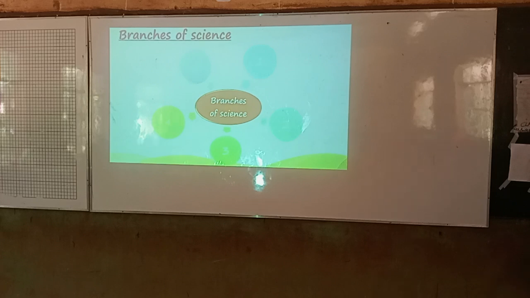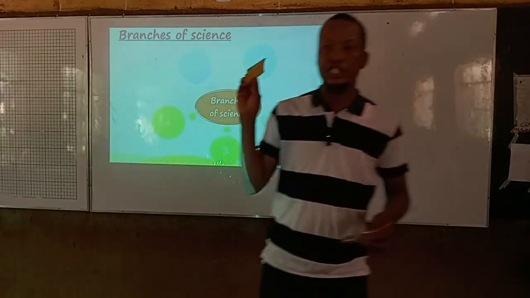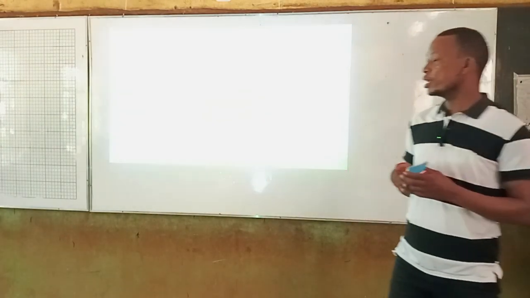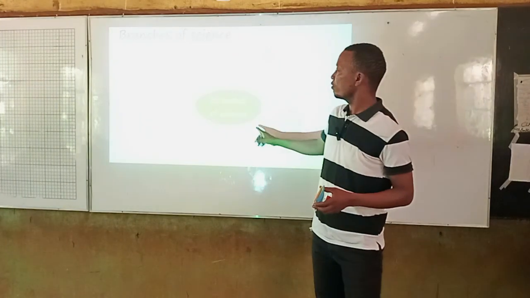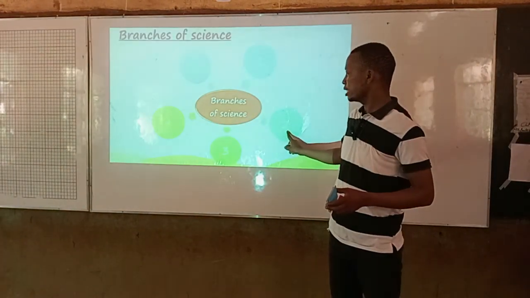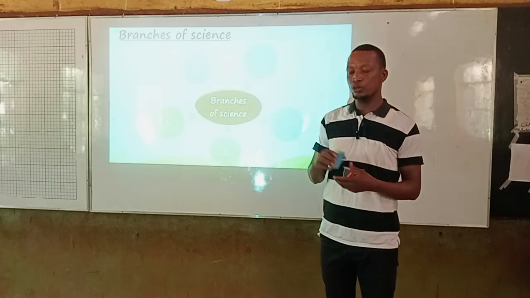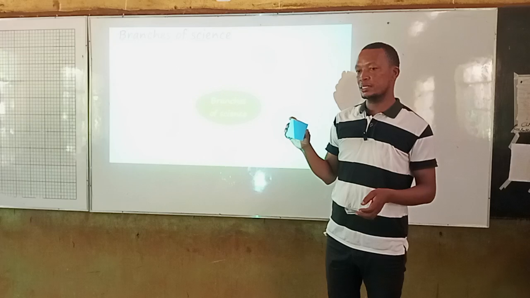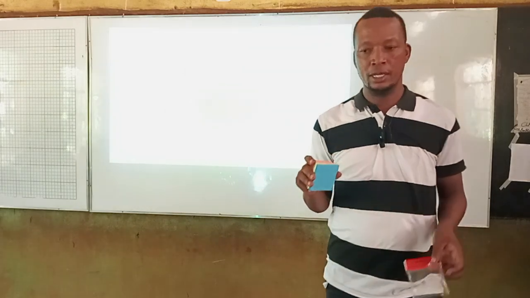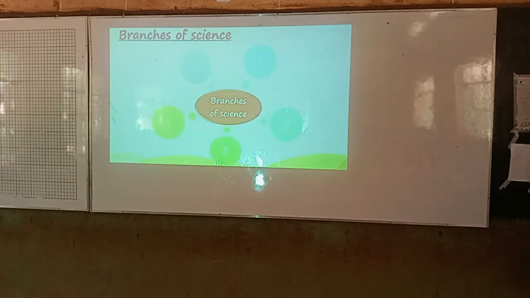After that, I will give you these sticky notes. I will give you the sticky notes and you will come and paste here. We have the first branch of science, you stick here. The second, I will stick here. The third, fourth, and fifth. At least 5 branches. So each group you are required to present your work. Are we together? Good. Now let me give you the sticky notes.